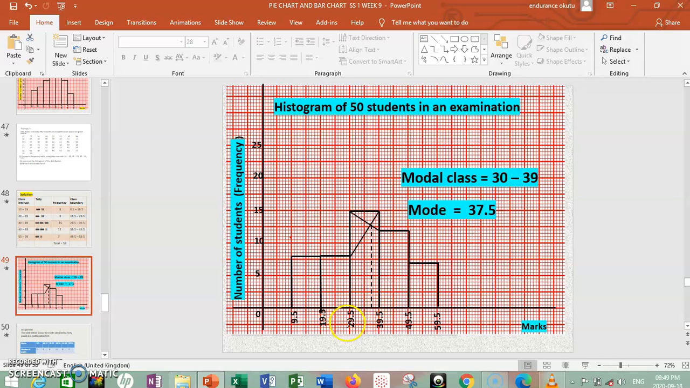We now say this is 29.5. Now each line is 1. So count, there are 1, 2, 3, 4, 5, 6, 7, or 8 rather. So 29.5 plus 8, that will give us 37.5. So students, the mode will now be 37.5. I hope you understand. This is how we calculate the mode using the histogram.